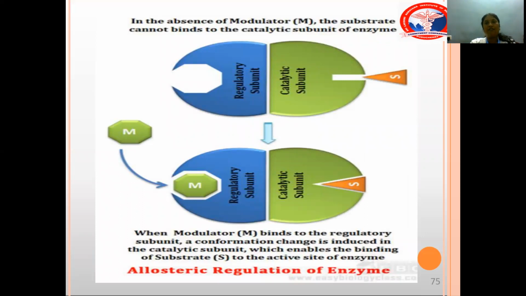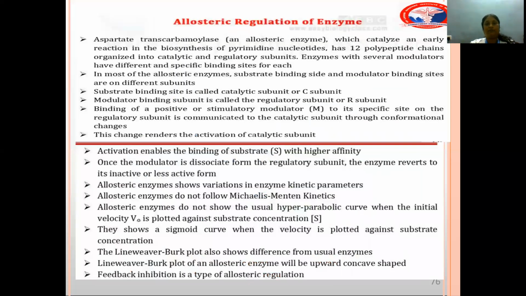Here you can see in the first picture, the blue structure is the regulatory subunit or allosteric subunit, and the green structure is the catalytic subunit. In the absence of modulator, the substrate, which is triangular in shape, cannot bind with the rectangular active site of the catalytic subunit of the enzyme. Whereas, whenever a modulator comes and binds the regulatory subunit, there will be a conformational change induced in the catalytic subunit of the enzyme, enabling the binding of the triangular substrate in the triangular active site of the enzyme. This is how allosteric regulation takes place.